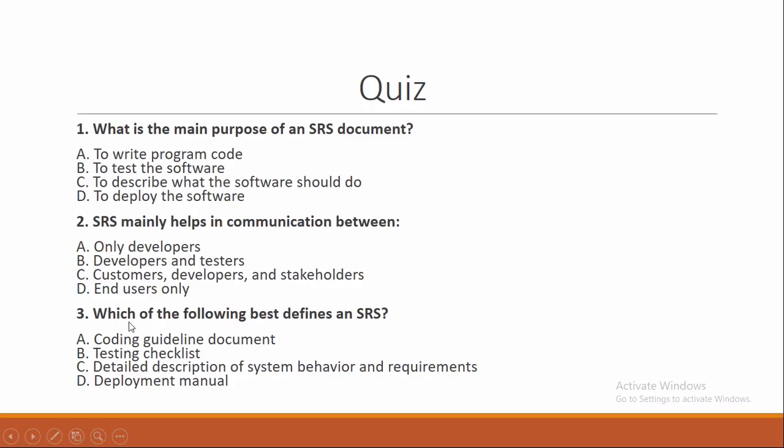The third question is, which of the following best defines an SRS? Is it a coding guideline document, a testing checklist, a detailed description of system behavior and requirements, or a deployment manual? So what will be the right answer? Yes, students, the right answer is that SRS is a detailed description of system behavior and requirements.